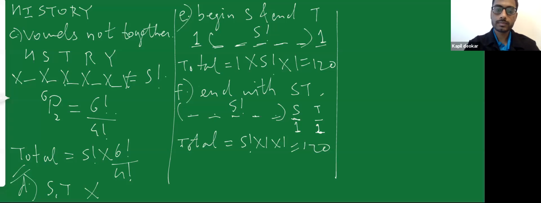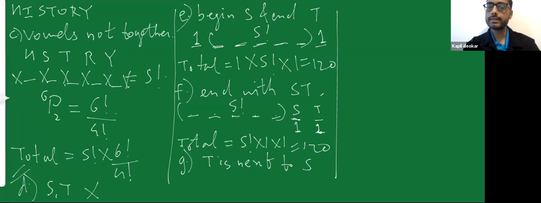Next question. In how many ways can I write the word or arrange the letters of the word history such that T is always next to S? So what is the necessary condition over here? That T should be next or after S. So this is similar to your always together condition. And what we did in always together condition, we considered them as one unit, S and T. And then we considered the remaining letters H, I, O, R, Y.